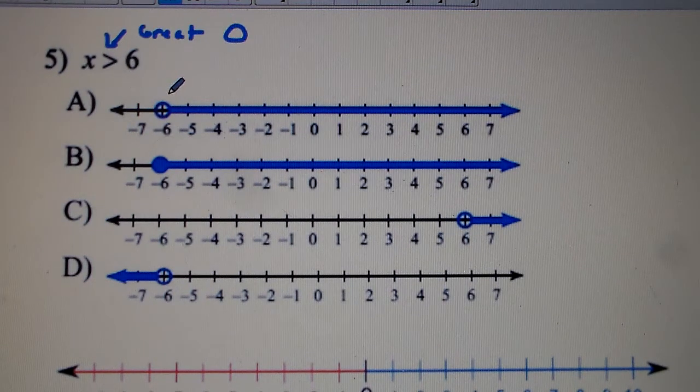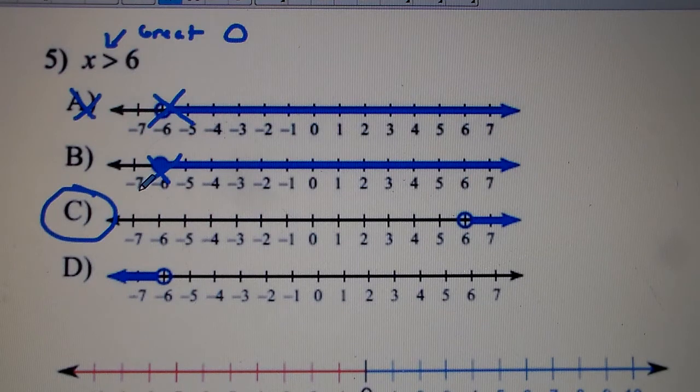So we go through our multiple choice here. A is at -6. Nope. We're working on +6, so we know A is not working. Looking at B, well, B is -6. You know that's not the correct answer because we were working on +6. C, 6. We know it's an open circle. Check. And greater than is to the right. Good. So we know C is the correct answer.